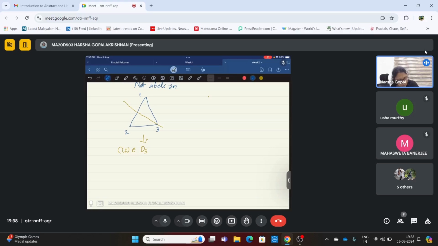In the same way, (1 3) means 1 is going to 3, 3 is going to 1, 2 fixed. So this is (1 3). This is also an element of D3. So from the same example we can say D3 is also not abelian, because we already proved (1 2)(1 3) and (1 3)(1 2) are different, correct? So from this D3 is also not abelian.